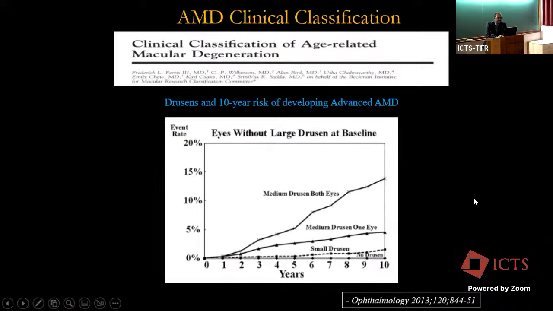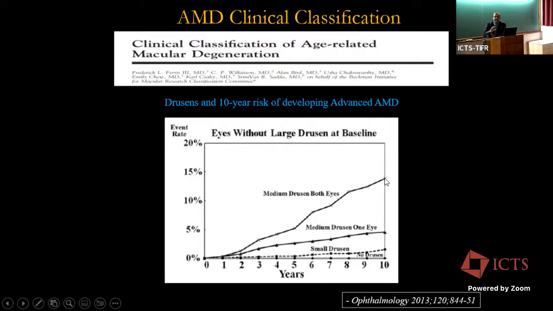So what about the rates, the temporal profile? Again, in that same study, the group which gave the clinical classification in 2013, they found that with no drusens, the risk of developing advanced AMD at 10 years was almost zero. But when you have small drusens, as you can see here, that goes up to about 2 to 3%. When you have medium to large soft drusens in one eye, then the risk of developing advanced AMD in 10 years is about 3 to 4%. But when you have medium drusens in both eyes, that shoots up to about 12%.